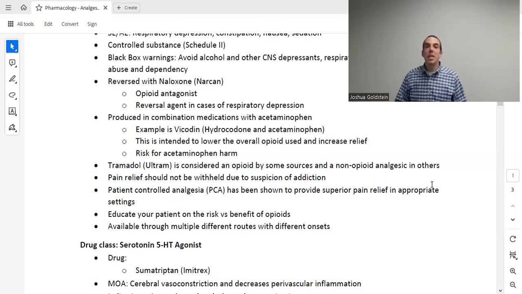Let's move on to another medication for pain. This is a different type of pain. This is for migraines. The drug class here are serotonin 5-HT agonists, much more commonly known as the triptans. The triptan we're going to talk about is sumatriptan or Imitrex, but there are a few others. Brand name is Imitrex. And how does this work?